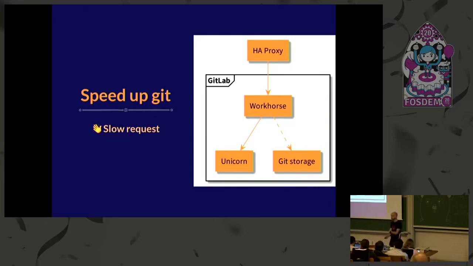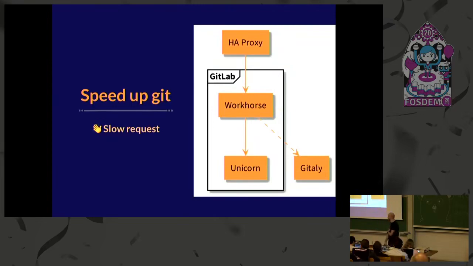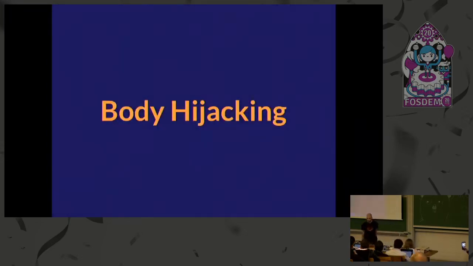Over time, this evolved a bit. So today we have a new component, which is Gitaly, which is written in Go, is a gRPC server, and it handles all the Git code. So if you want to interact with the repository, you can do the gRPC call, and it's an external component. So we were able to speed up Git operations. Bye-bye slow request.